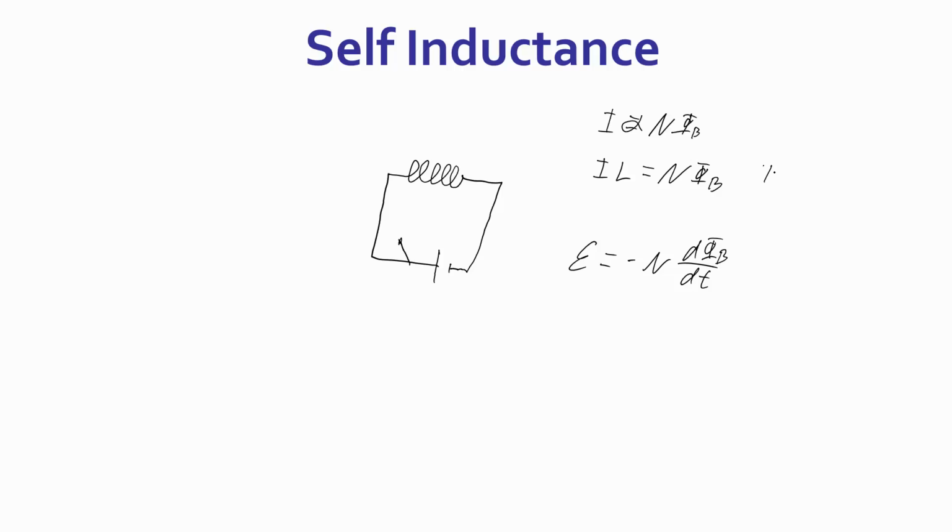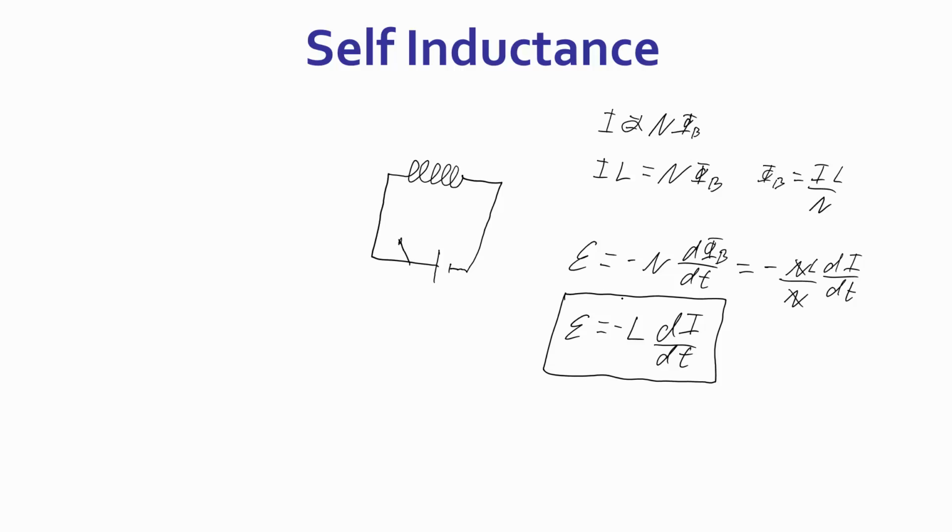If we solve this guy for flux, we get IL over N, and we substitute that in here. Again, we can pull out the N and the L because they're constant. So we're going to get negative N times di dt. The L was out here, the other N was down here, so those cancel, and we end up with EMF is negative L di dt, where L is known as the self-inductance. It also has units of henries. So henries apply to all types of inductance in general.